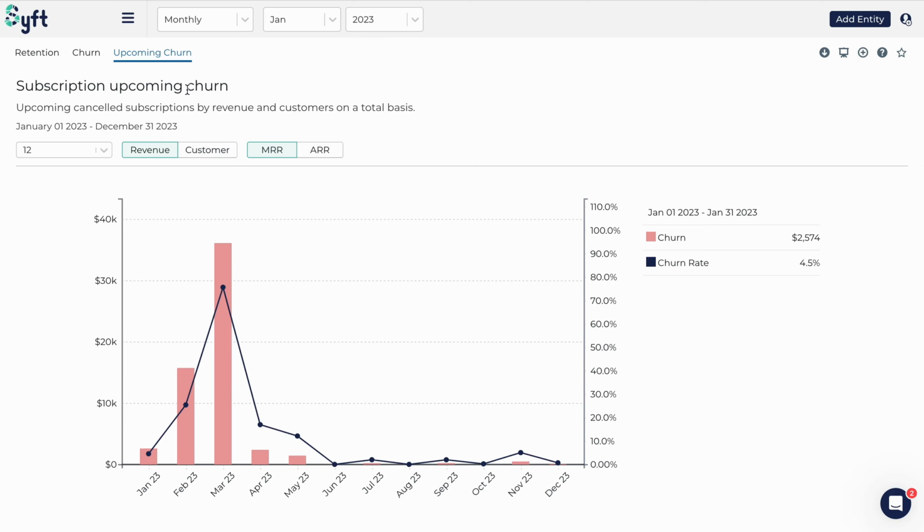So it gives you a better picture of your future churn and how many customers and how much revenue you can expect to lose based on the current cancellations. And so this is a really useful graph to help you plan for the future.